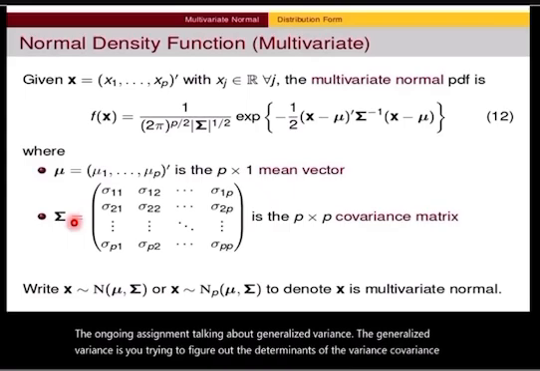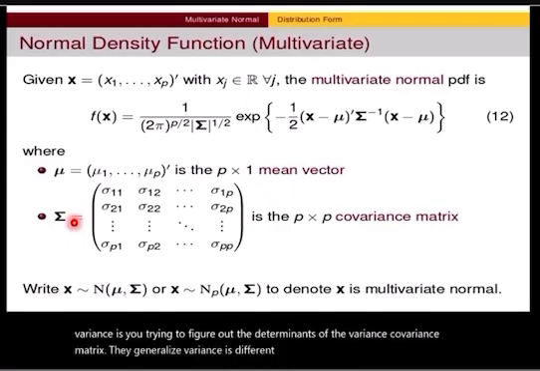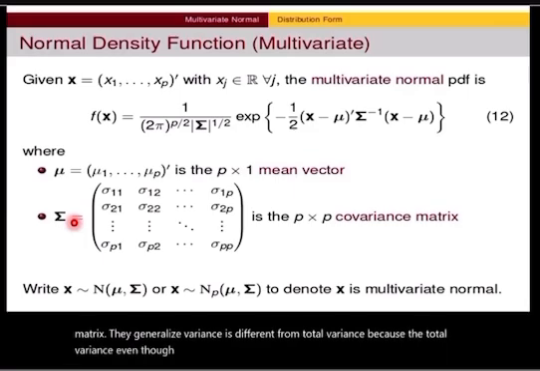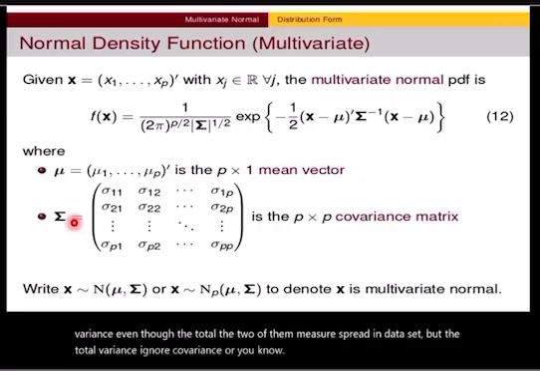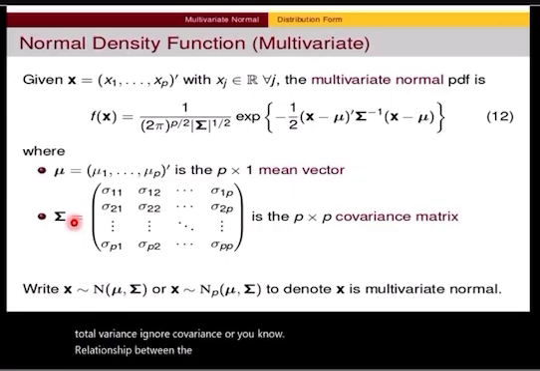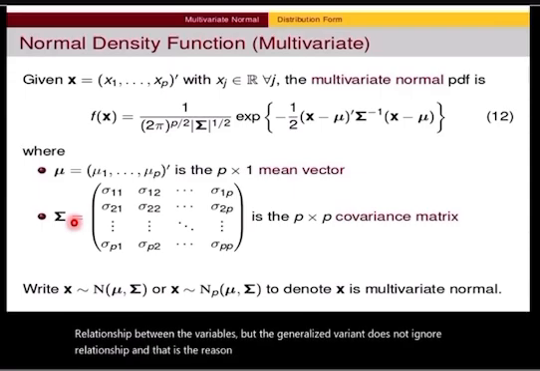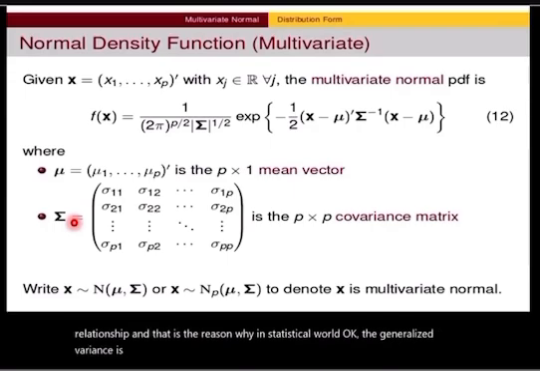The generalized variance is different from total variance because, even though the two of them measure spread in a data set, the total variance ignores covariance, or we ignore the relationship between the variables. But the generalized variance does not ignore the relationship, and that is the reason why in the statistical world the generalized variance is being used. Now, the generalized variance is a determinant of the variance covariance matrix.